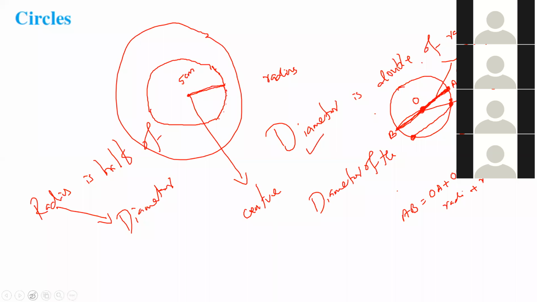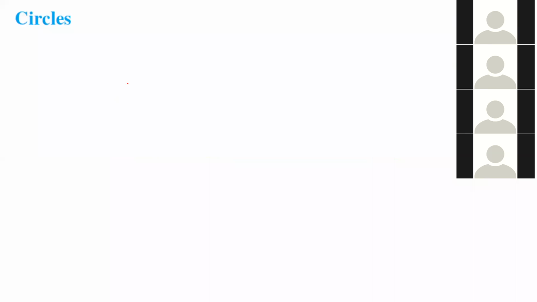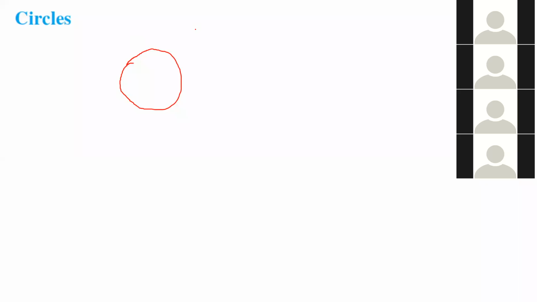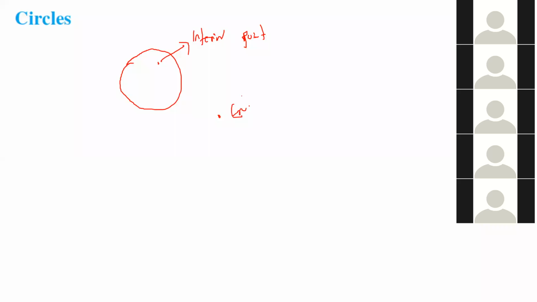Now you look here. The next thing, if I consider a circle like the other polygon, any point inside this circle we will call interior points. This is a point inside the circle, and a point outside is called an exterior point.